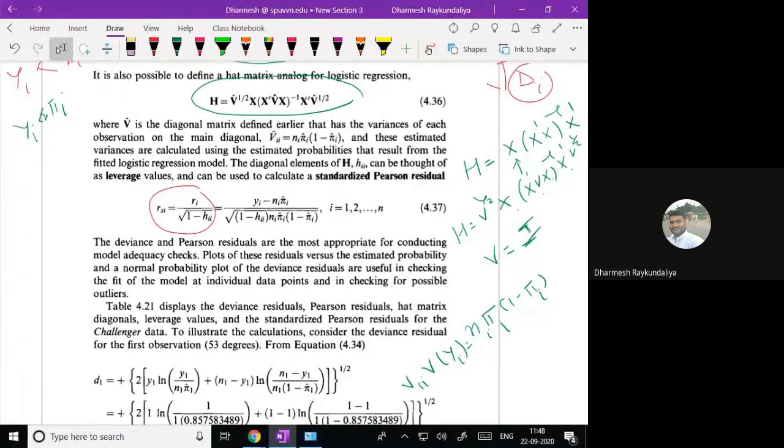So this is what it is saying, that V cap is the diagonal matrix defined earlier that has the variance of each observation in the main diagonal. This is the estimated variance calculated using the probability. If you want to estimate, pi i is unknown, so you substitute the estimate of pi, and you will get the estimate of the variance covariance matrix. And what is the diagonal value of H? We call them the leverage, the ith leverage value.